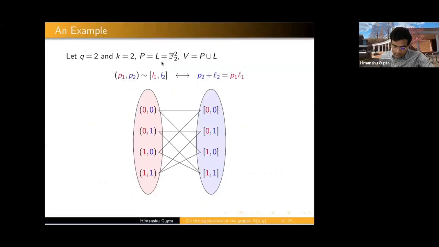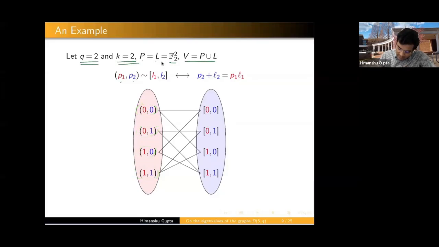Okay, so let me give you one example so that we are good with the definition. Let's take q to be 2 and let's take k to be 2 as well. Then we take P and L as F_2^2, and the vertex set is going to be P union L. So basically they are tuples of length 2. They're going to be (0,0), (0,1), (1,0), (1,1), and similarly for lines.